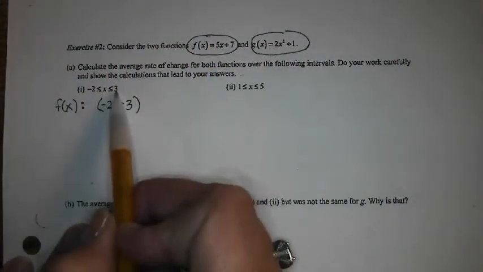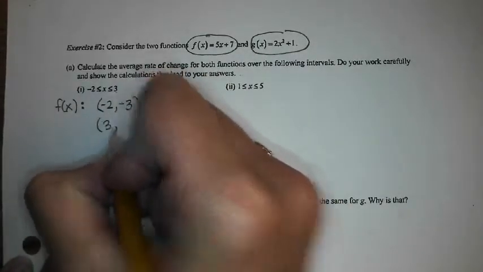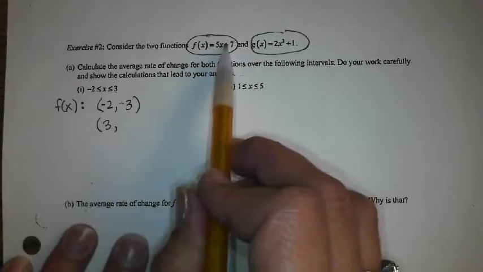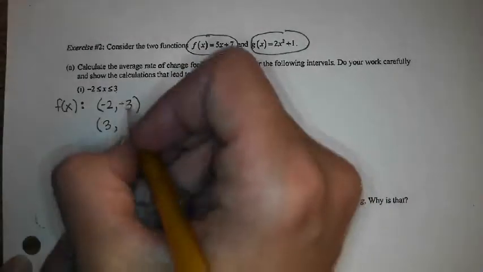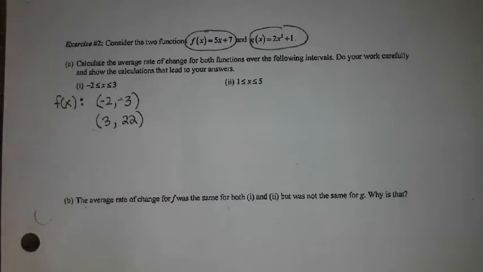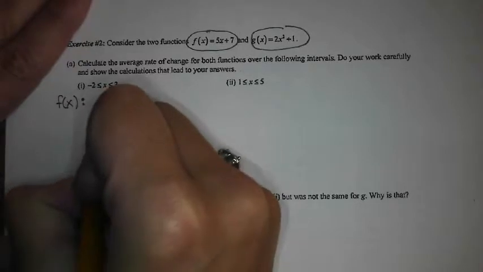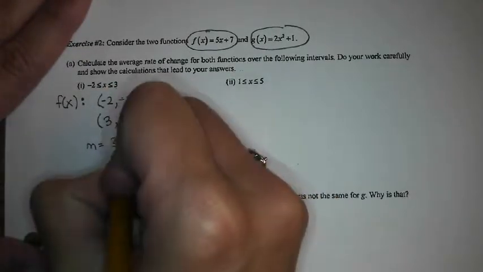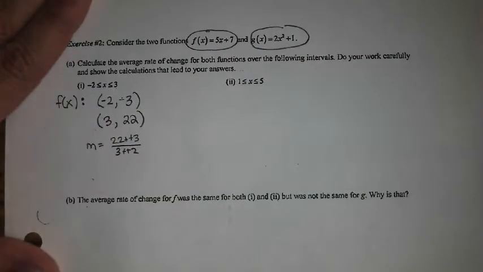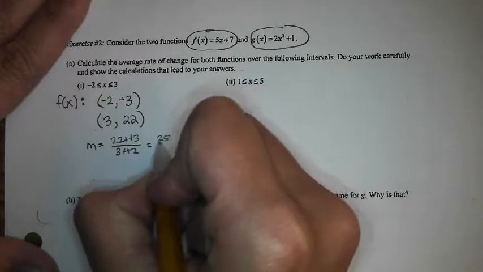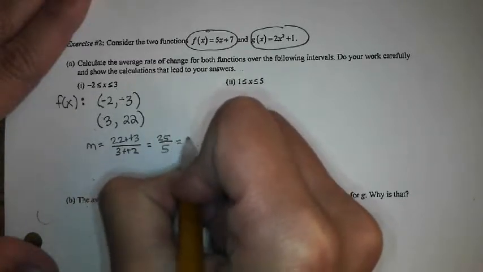And we want this interval to end at 3 on the f function. So you plug in 3 on the f function, you're going to get 15 plus 7, which is 22. So if you're given an equation, find your own endpoints. And then do your slope formula. 22 minus -3, over 3 minus -2. The double negatives in both cases turn to plus. And we get 25 over 5, which is 5.